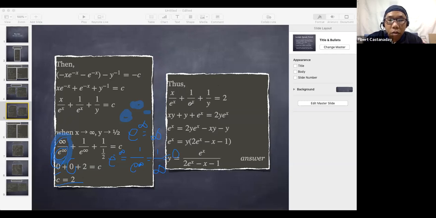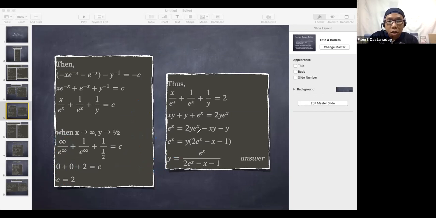Now, the common factor here is e raised to x, and you can also multiply by y. So multiplying the entire equation by y times e raised to x will give us the resulting equation. And what happens next is you can arrange your solution into this one, or if you're asked to solve for y, then this is your final answer.